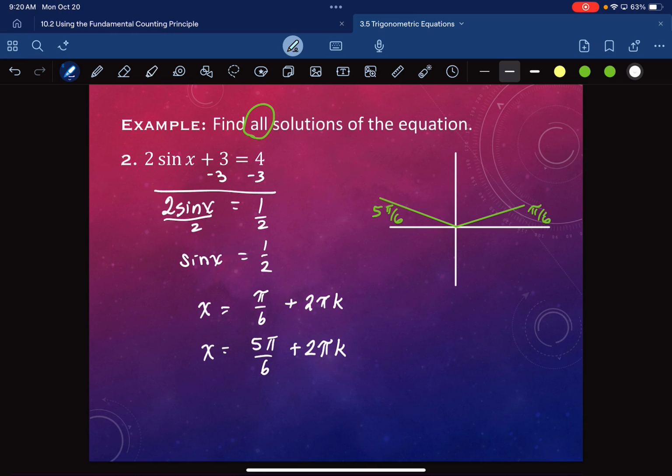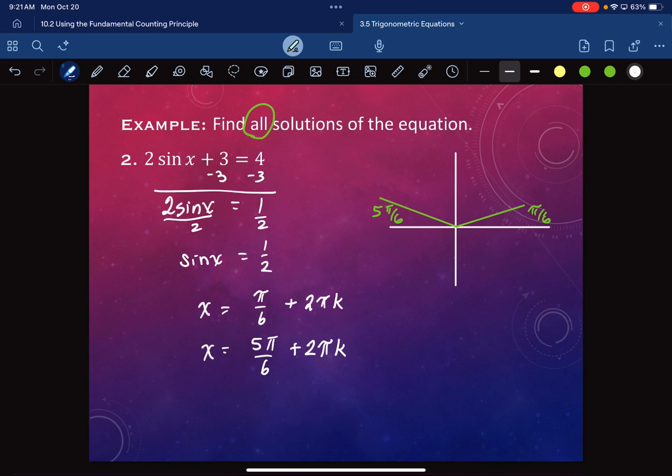Now let me identify what k is. Well, k has to indicate that I can add 2 pi to it over and over and over. In other words, I can add 2 pi to it one time, so k can be 1. I could add 2 pi to it 2 times, so k could be 2. I could actually also subtract 2 pi from it, so k could be -1. And I could subtract 2 pi from it twice, and k could be -2. What kinds of numbers am I indicating when I give those values? What are those?